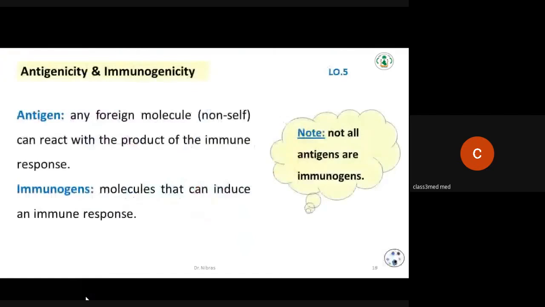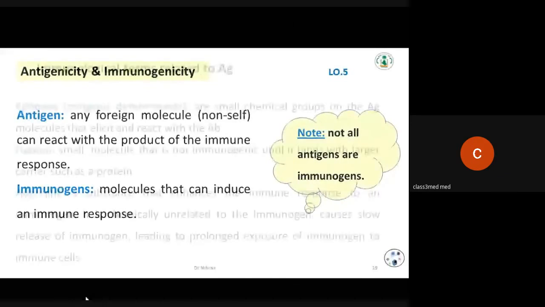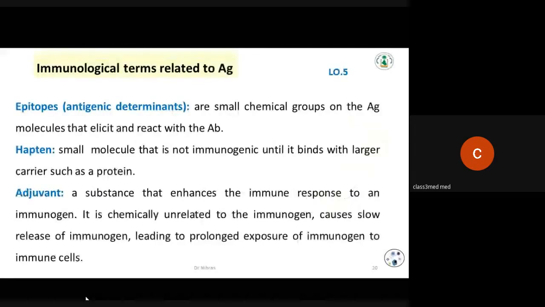You know what antigenicity and immunogenicity are, but just as a reminder, to remember these terms. An antigen is any foreign, non-self molecule that can react with the products of the immune response, while an immunogen is a molecule that induces or activates the immune response. It's very important to remember that not all antigens are immunogens. Keep that in mind. These immunological terms related to antigens, I think you took them with Dr. Danial, but she did not explain part of them, so I wanted to repeat them so you remember. We agreed on this, she and I. Epitopes, or antigenic determinants, are small chemical groups on the antigen molecule that elicit and react with an antibody.